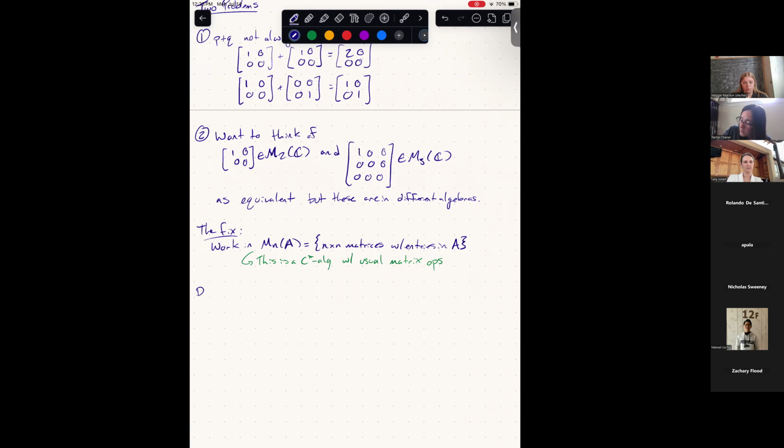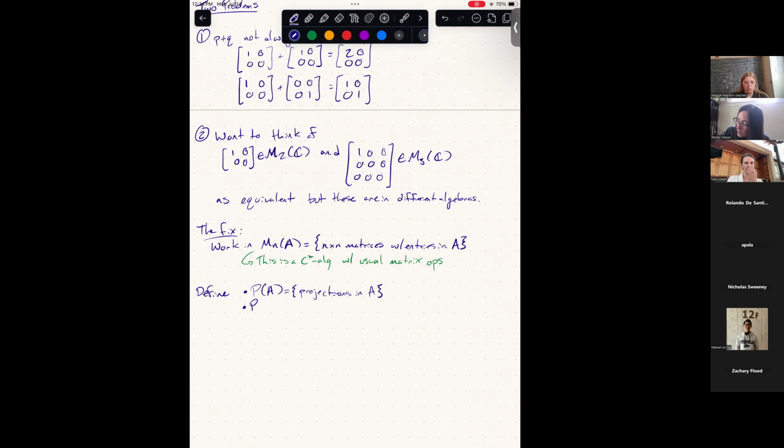And then we need to define a few new sets that we're going to work with. For notation, I'm going to use P of A to be the set of projections in our C-star algebra A.